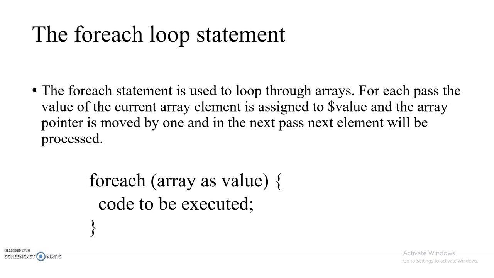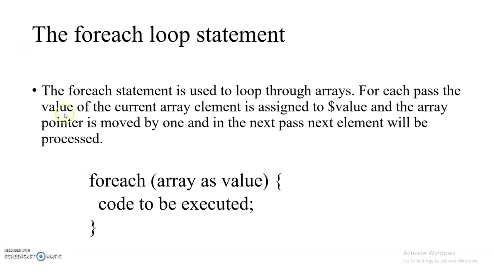The foreach statement is used to loop through arrays. For each pass, the value of the current array element is assigned to a variable, and the array pointer is moved by one, and in the next pass the next element will be processed. This loop is used to iterate over arrays. For every counter of the loop, an array element is assigned, and the next counter is shifted to the next element.